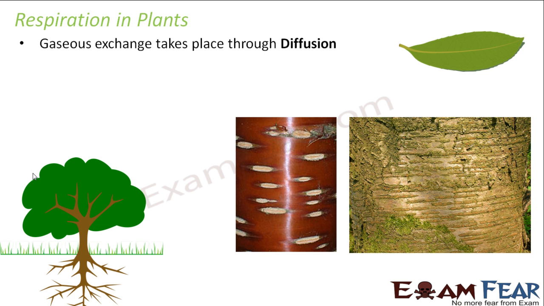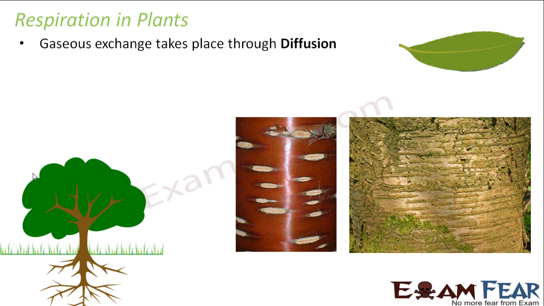Gaseous exchange takes place through diffusion. So in plants, gaseous exchange will take place through diffusion. What is diffusion? We know diffusion is a process where particles move from one medium to another medium such that it always moves from the medium of higher concentration towards the medium of lower concentration. Right? So that is diffusion. So here also gaseous exchange will take place through diffusion.